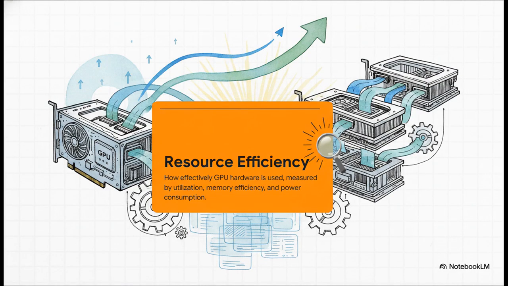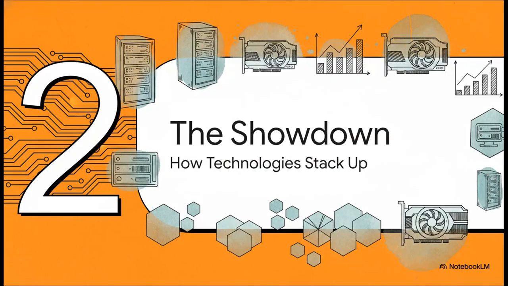And our third pillar, which is often the one the finance department cares about most, is resource efficiency. Let's be honest, these GPUs are a huge investment. So this pillar asks the question, are we actually getting our money's worth? Are we squeezing every last drop of performance out of that expensive hardware? Okay, so we've got our framework: throughput, latency, and efficiency. Now for the fun part, the performance showdown. Let's see how these different technologies actually stack up against each other.